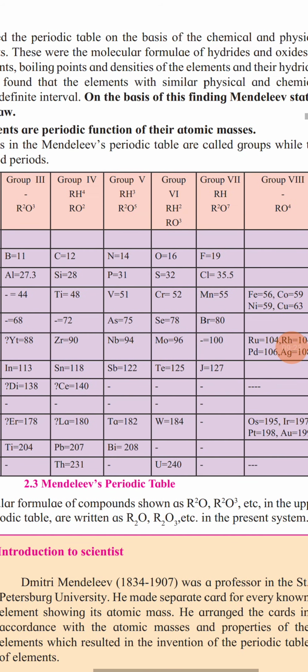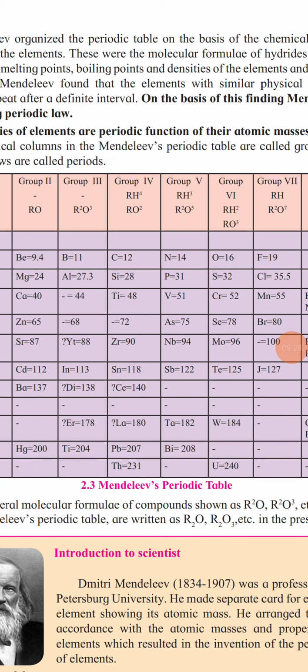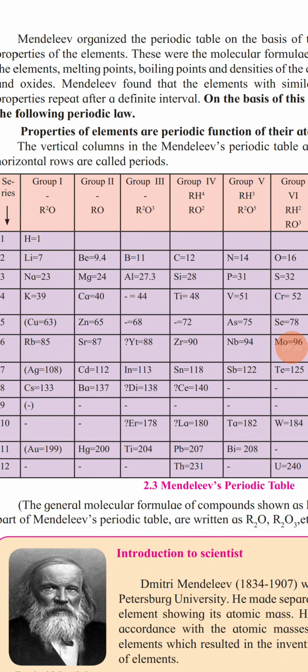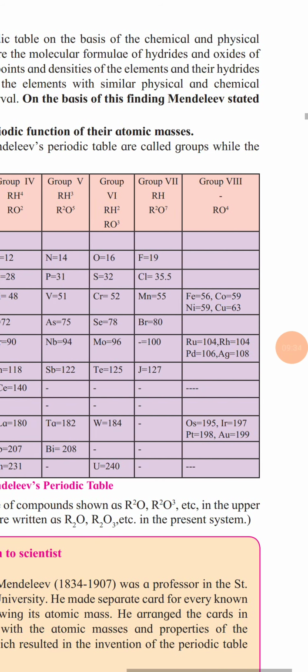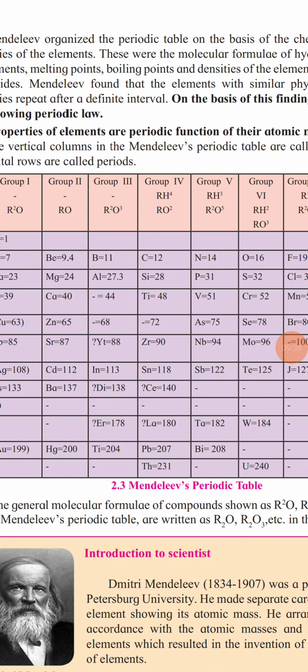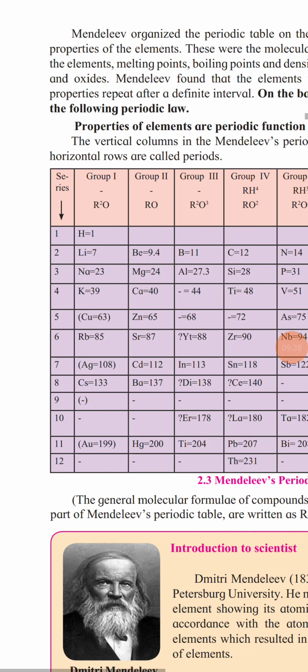And he gave the name. In the periodic table, the columns you are looking at, group 1, group 2, group 3, group 4, these we call groups. The vertical column you are looking at is a group, and the horizontal row we call a period.